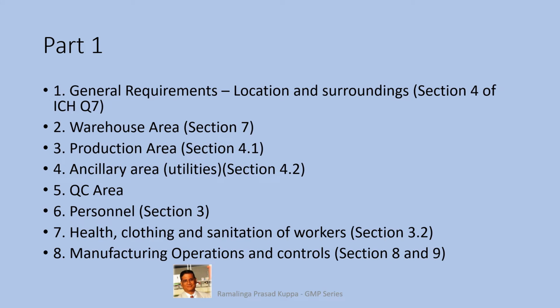General requirements, location and surroundings is referred as section 4 of ICH Q7. Warehouse area is section 7. Production area is section 4.1. Ancillary areas, the utilities is section 4.2. QC area, personnel is Section 3. Health and clothing and sanitation of workers is Section 3.2. Manufacturing operations and controls are referred in Section 8 and 9 of ICH Q7.